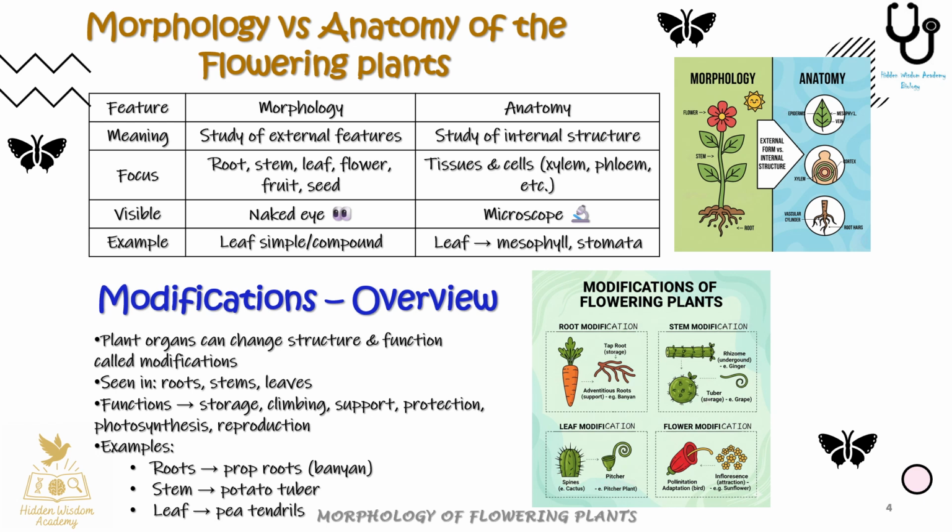Before getting advanced in this chapter, in this Part 1, we will quickly see modifications in plants. Plants can change their parts for different functions. This is called modification. It happens in roots, stems, and leaves. These help in storage, climbing, support, protection, photosynthesis, and reproduction. Examples: roots form prop roots in banyan, stems become a tuber in potato, and leaves turn into tendrils in pea. These changes make plants survive better in their environment.